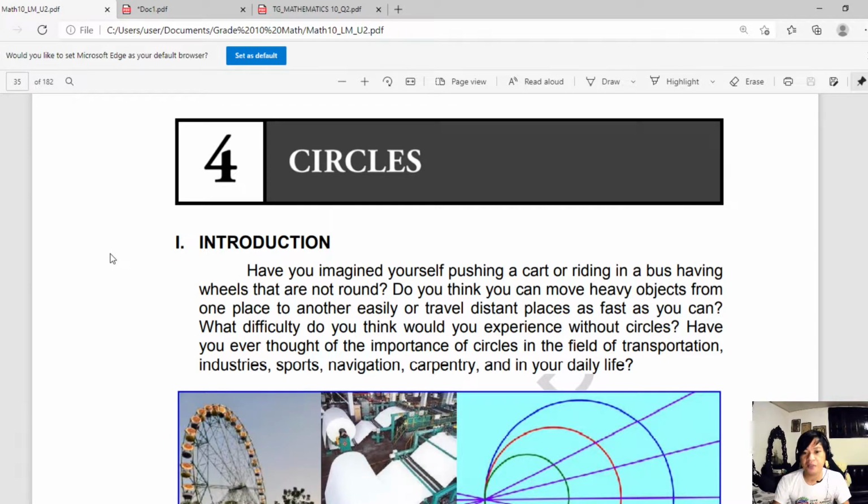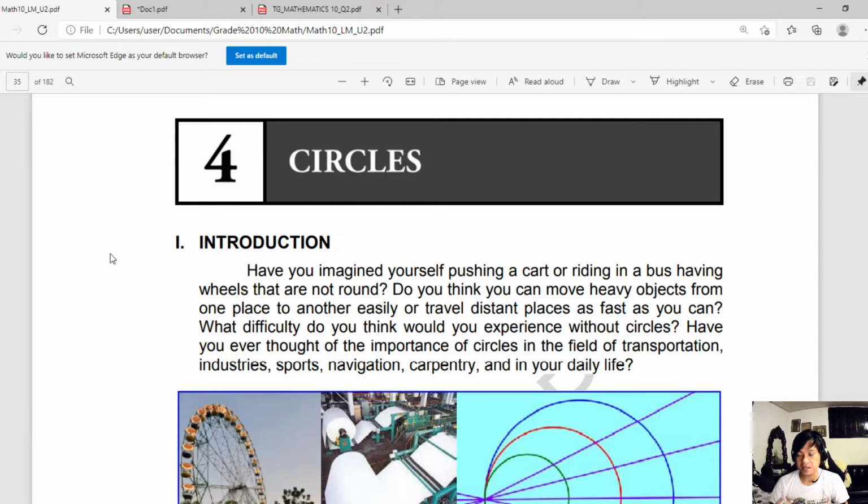Have you ever thought of the importance of circles in the field of transportation, industries, sports, navigation, carpentry, and in your daily life? And for today's lesson, we will tackle more about circles. We will explore more about circles.